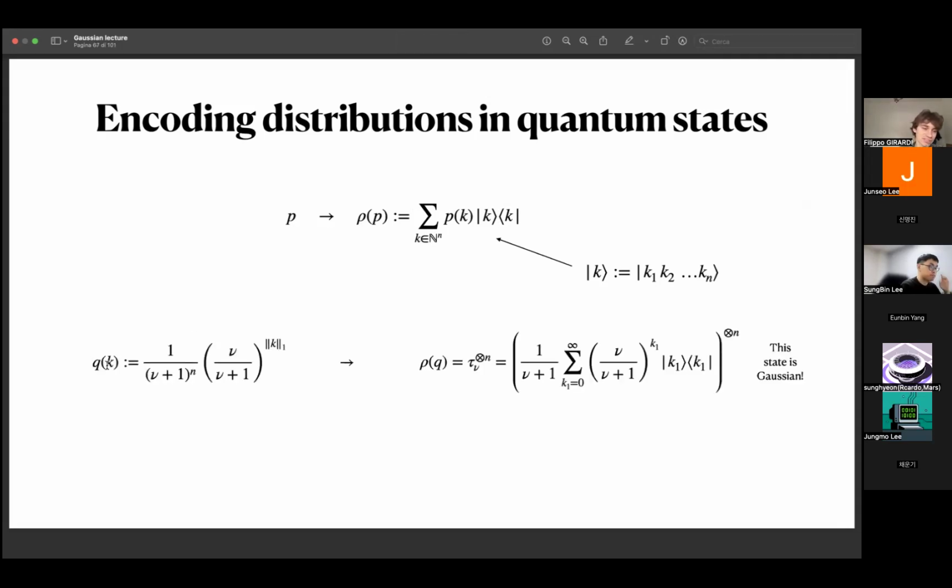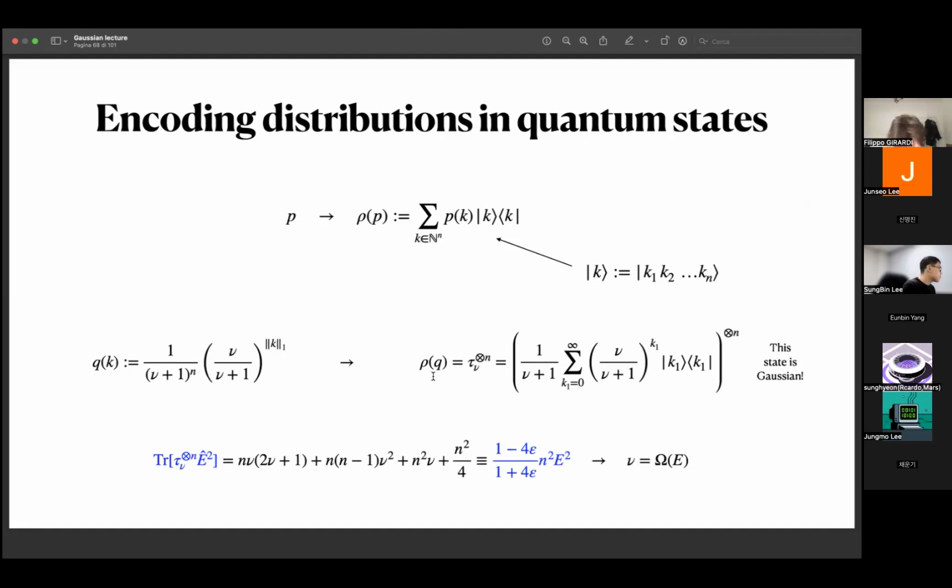And if you consider this specific distribution Q of K, it's just a multidimensional geometric distribution, and it's easy to compute that rho Q is given by n IID copies of the thermal state tau nu, which is a simple example of a Gaussian state. So in principle, rho P is non-Gaussian, but whenever you choose the specific Q, then you get a Gaussian state.